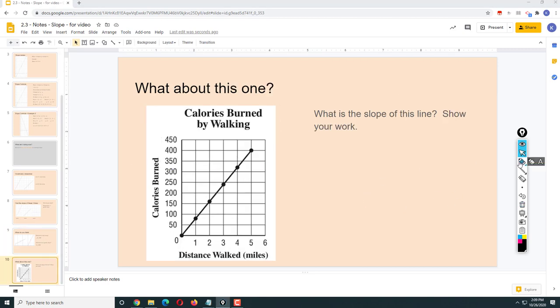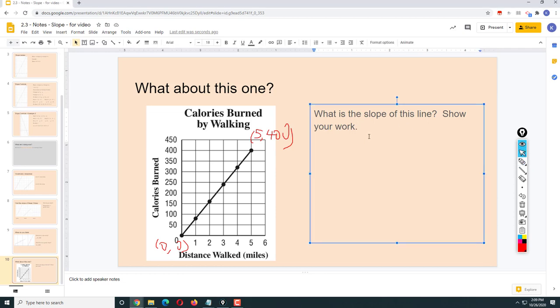Finally, find the slope of this one. To find the slope, we probably want to use the biggest point and the smallest point. One way you can do it is just to figure out that this is 5, 400. This is 0, 0. So the slope formula is here. m is y2 is 400 minus y1 is 0 over 5 minus 0. 400 divided by 5, which is 80.